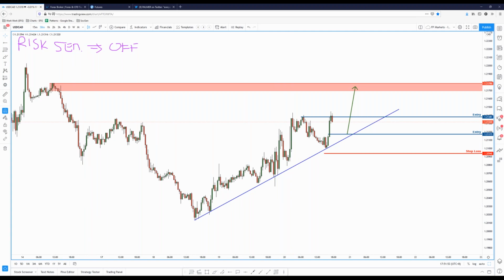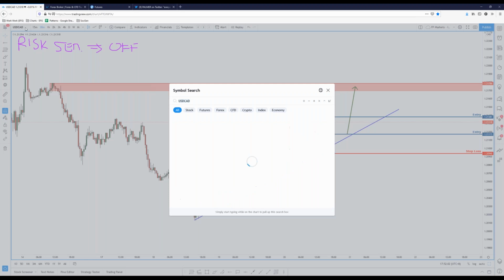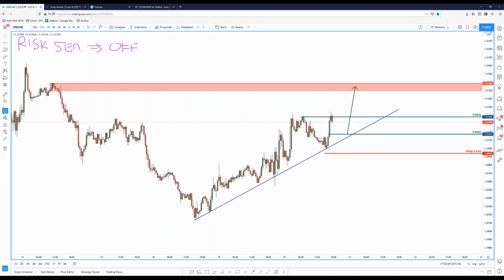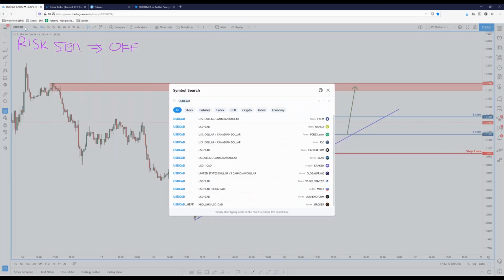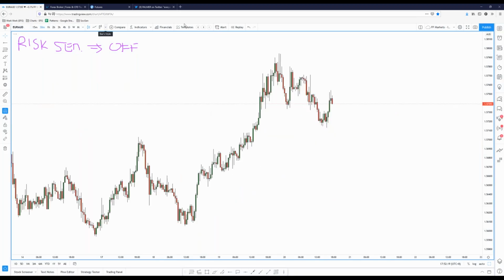Okay, so I have some requests here from Gareth, Euro Aussie. So again, on this dollar CAD, I will also go with a small position because risk sentiment is risk off. Euro Aussie, let's take a look at that.